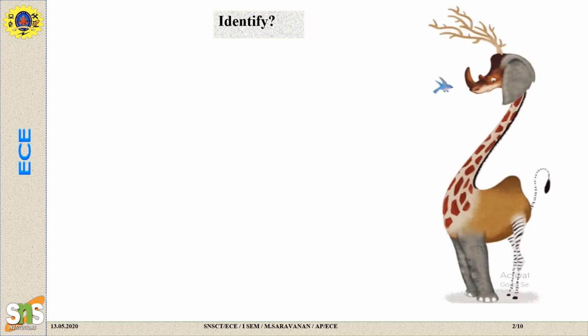Now identify the animal in the picture. Anyone from the first row? Whether it is an elephant or zebra or horse or deer? Then what are the animals available in this model? Second row, any students?